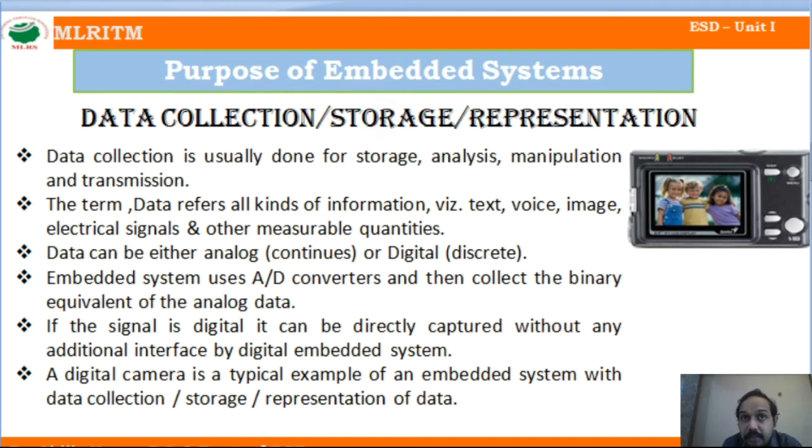Inside that JPG file, there are so many values. If you use a MATLAB program, you can see all these things. If you read an image, it will give a matrix, and you can see all the individual values. So the camera is a device that does all these things: data collection, data storage, and representation.